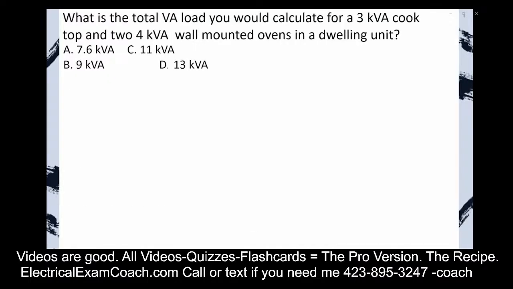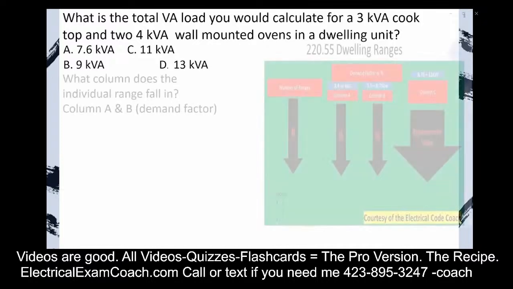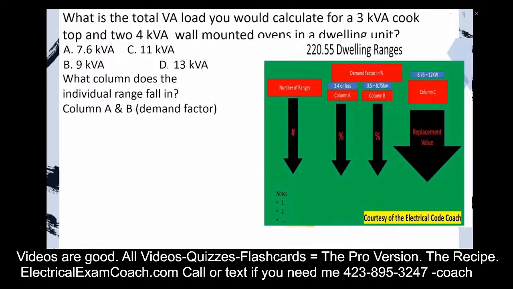What is the total VA load you would calculate for a 3 kVA cooktop and two 4 kVA wall-mounted ovens in a dwelling unit? First thing we're going to ask is, what column do the individual ranges fall in? Well, in this case, we find that it falls into column A and B.